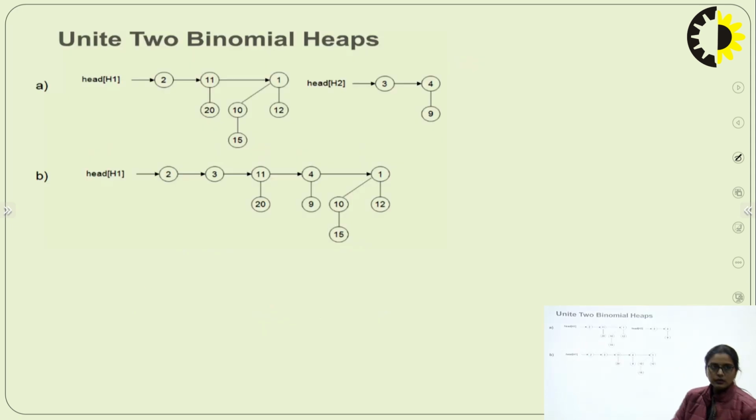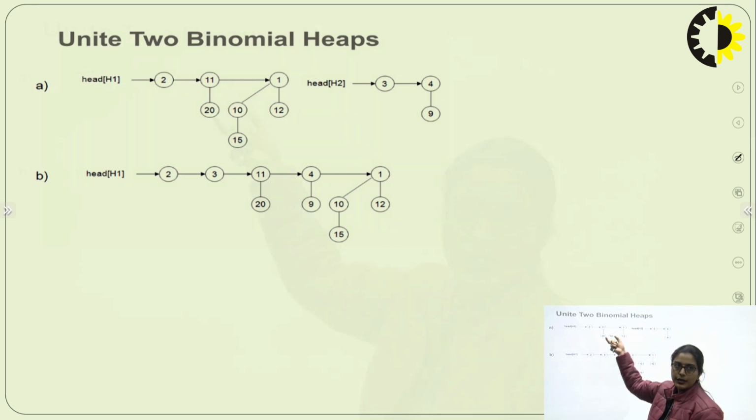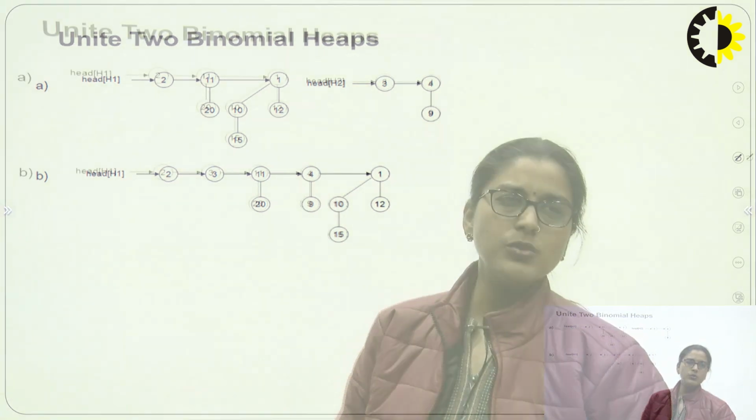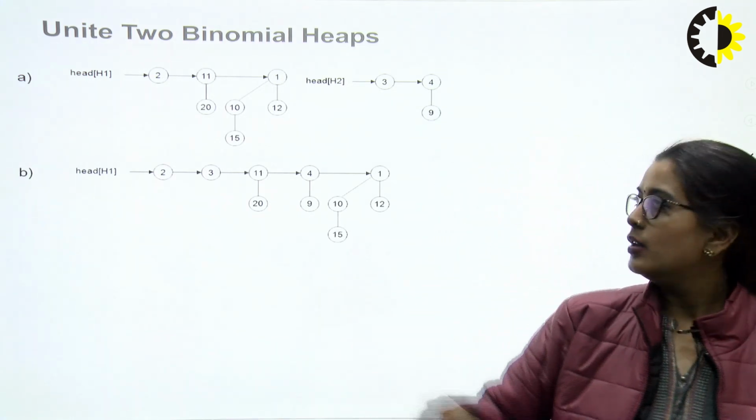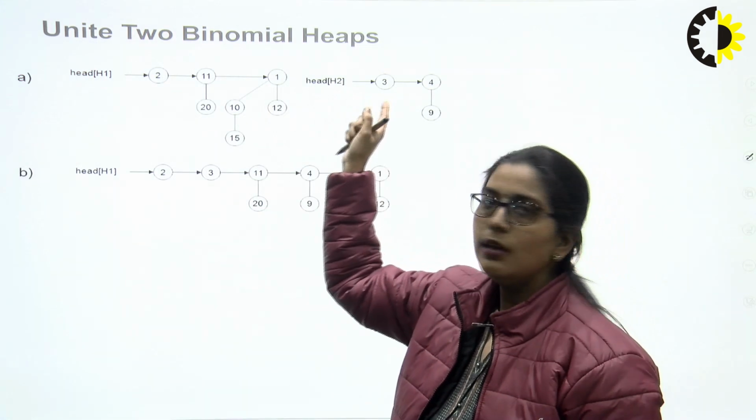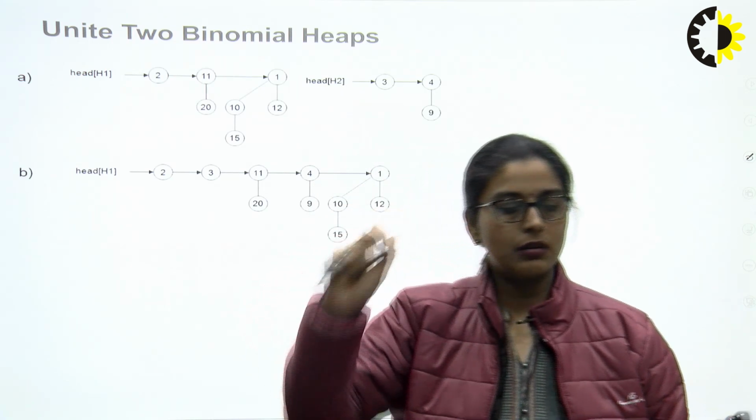Now let us take an example. What is the phenomenon of uniting two binomial heaps? As we are seeing, these are the two binomial heaps which are separately made by using the binomial heap property. So this is heap 1 and this is heap 2. We are just going to unite them.